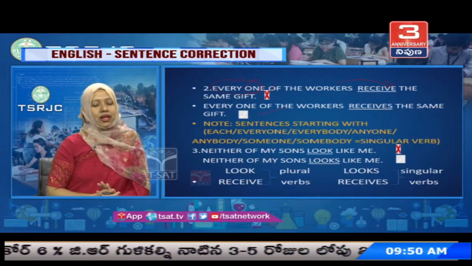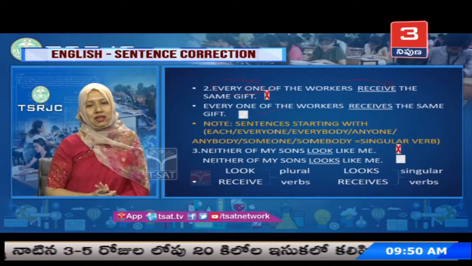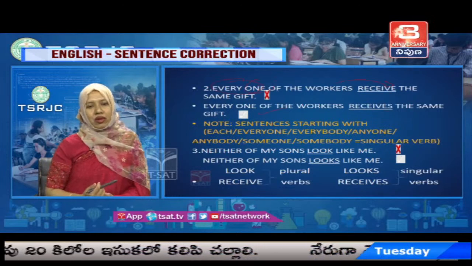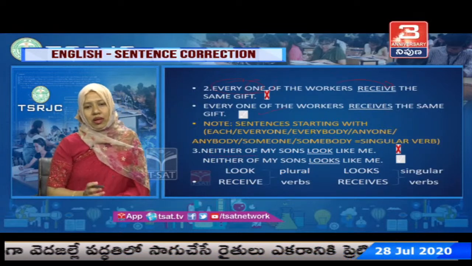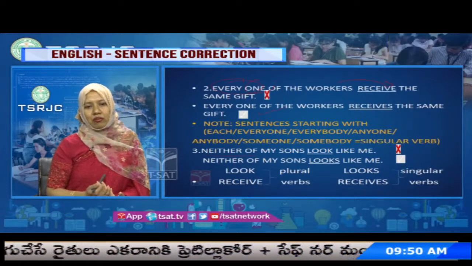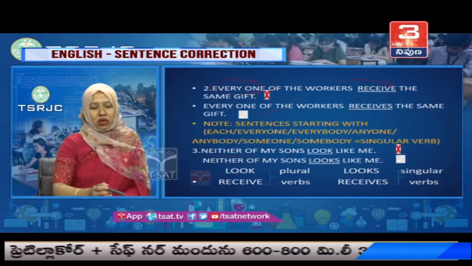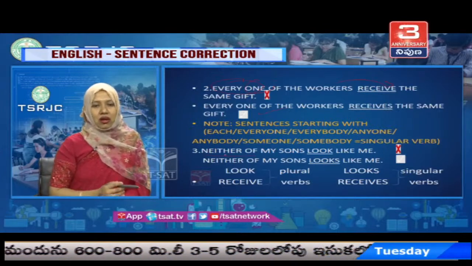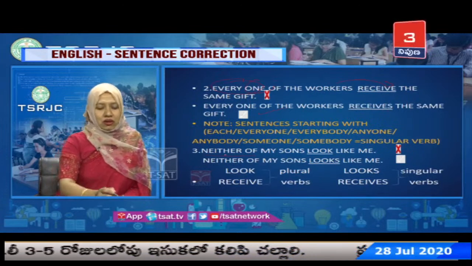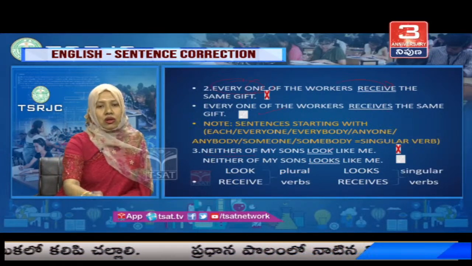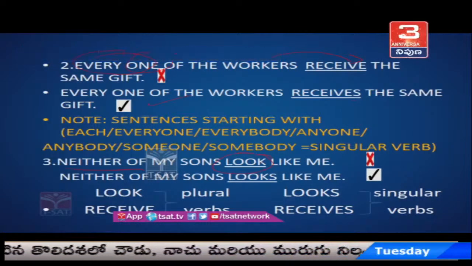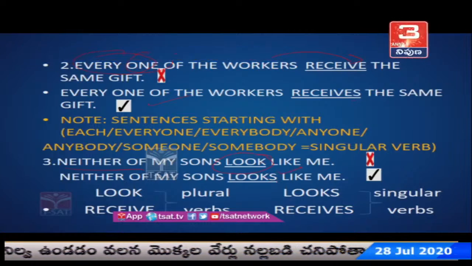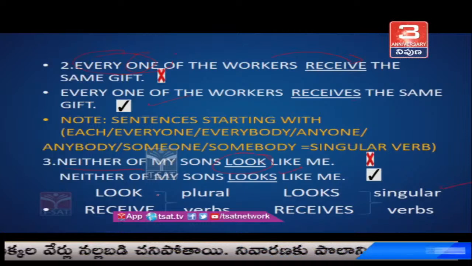If you look here in the next example, neither of my sons look like me. We are talking about neither, that means nobody. We are talking about neither he nor the other one. Here the verb look, plural, is wrong. It should be, neither of my sons looks like me. Looks is a singular verb. Look is a plural verb.